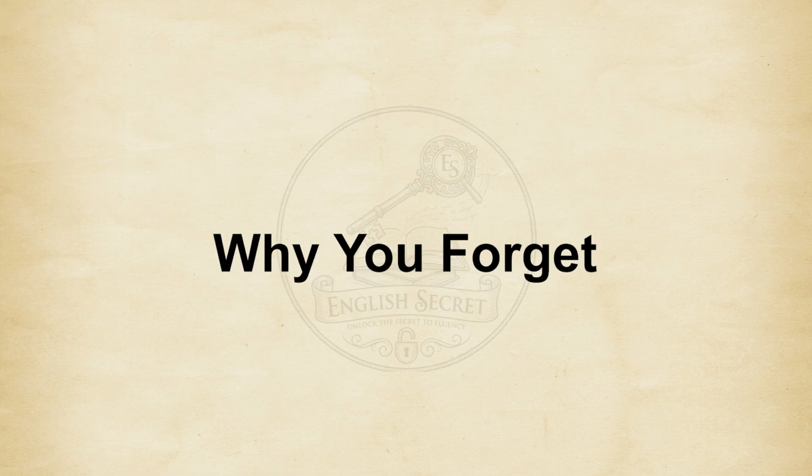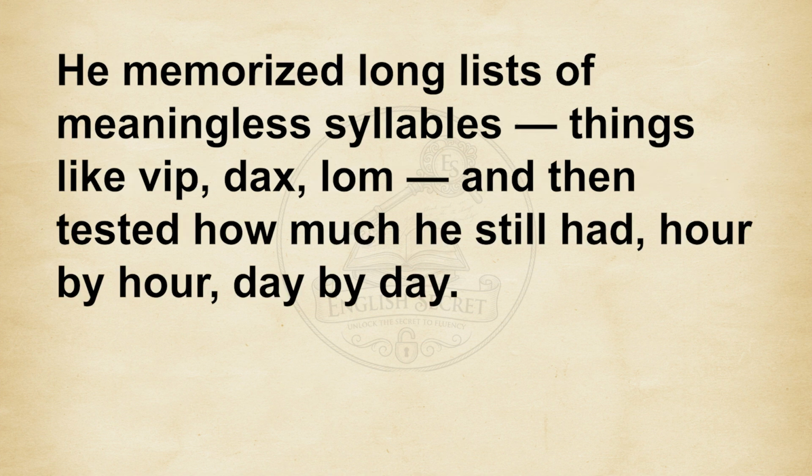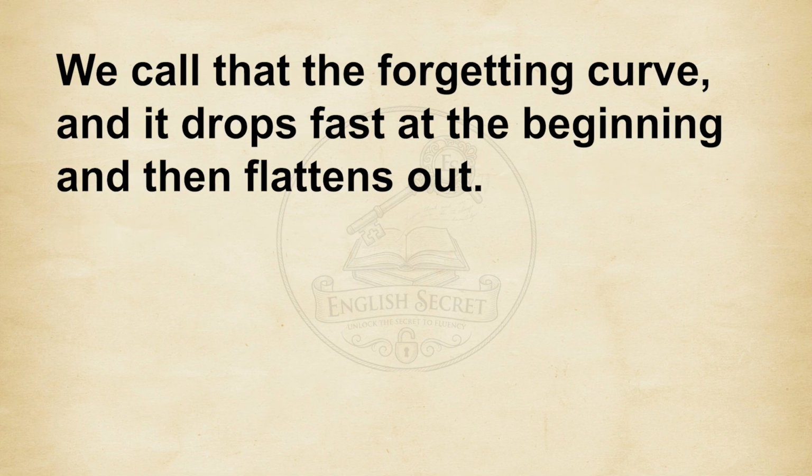Why you forget. In the 1880s, a German psychologist named Hermann Ebbinghaus did an experiment on himself. He memorized long lists of meaningless syllables, things like VIP, DAX, LOM, and then tested how much he still had, hour by hour, day by day. What he found became famous. Within about an hour, he'd lost roughly half of it. Within a day, closer to 2/3. We call that the forgetting curve, and it drops fast at the beginning and then flattens out.